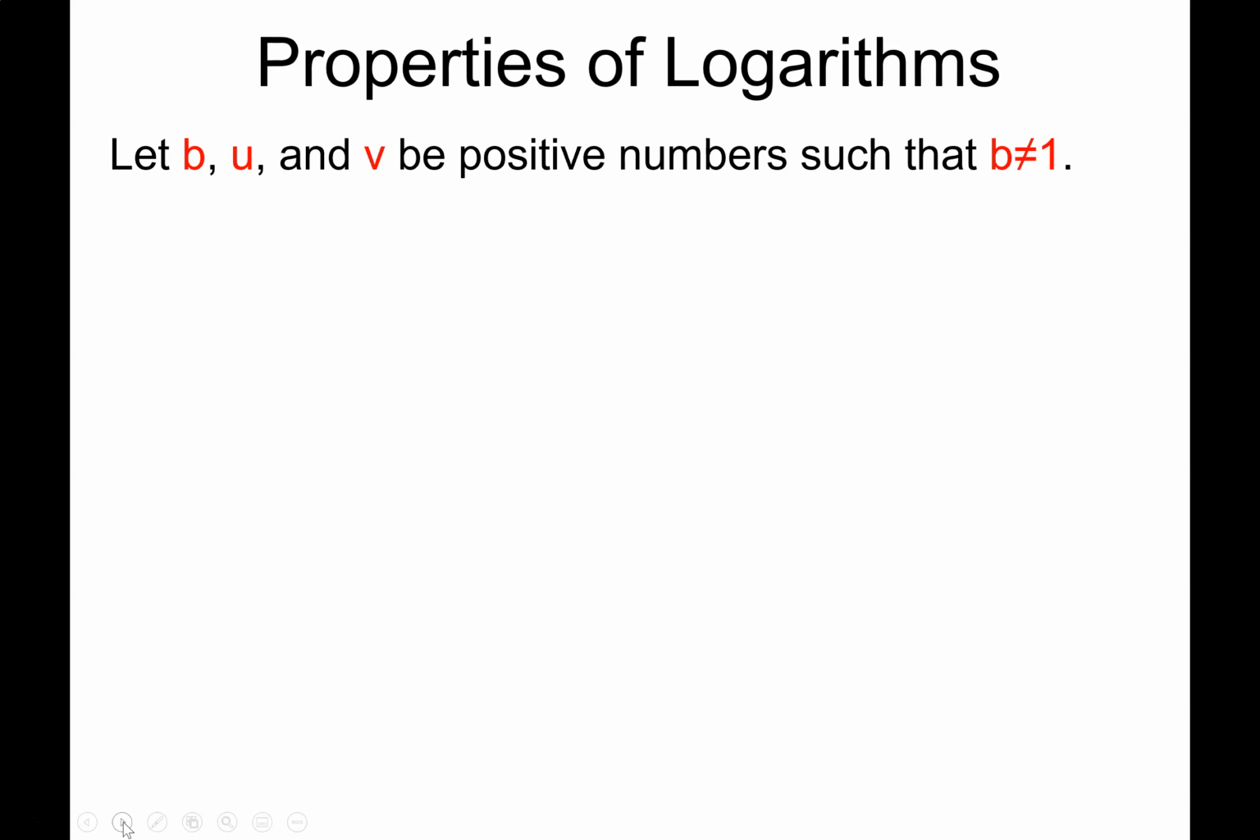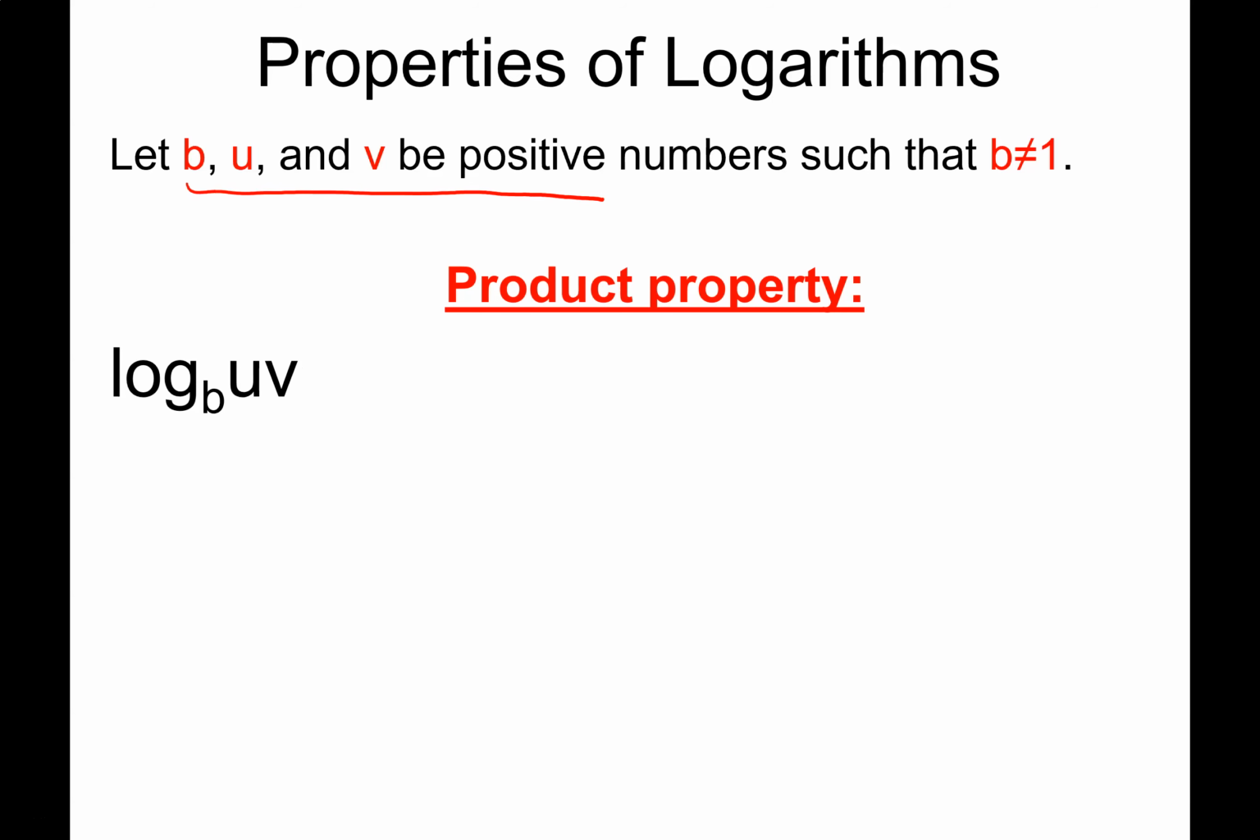Properties of logarithms. Let b, u, and v be positive. Make sure those are positive, and b cannot be 1. All right, so our first property will be the product property. We have log base b of u times v. So here we're multiplying, right? So now we're going to go ahead and expand it. What is that going to look like? For us, it'll be log base b of u plus log base b of v.